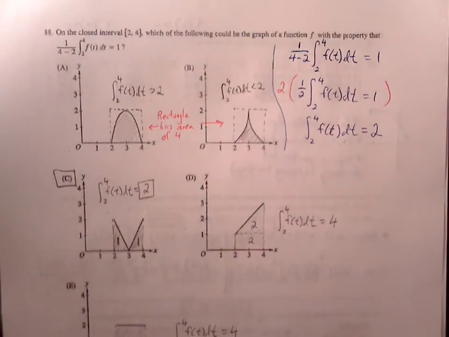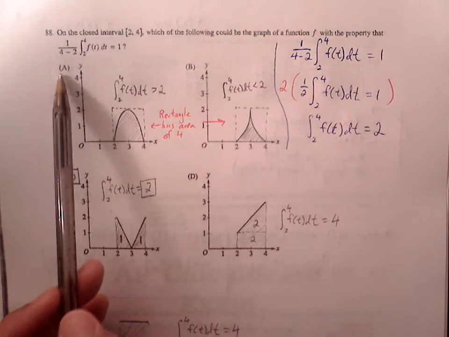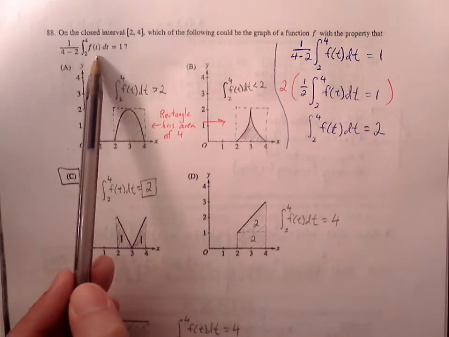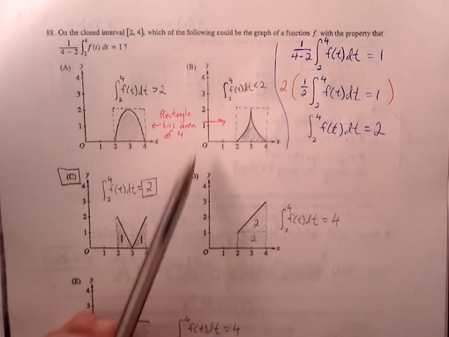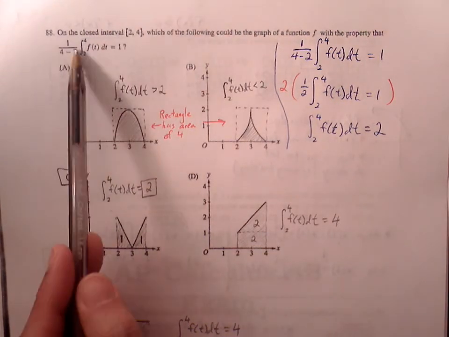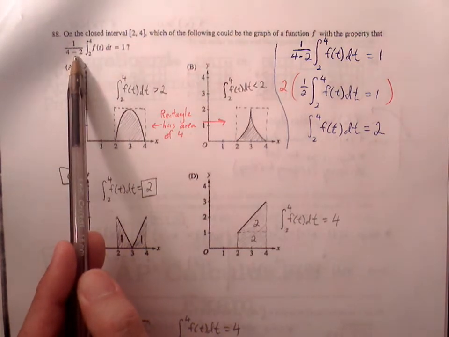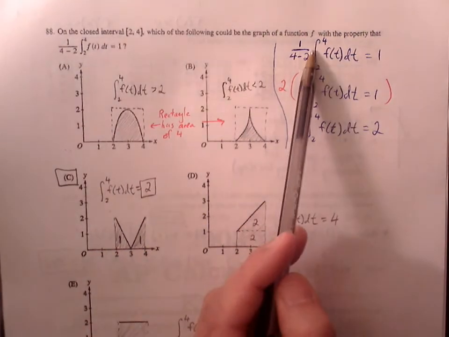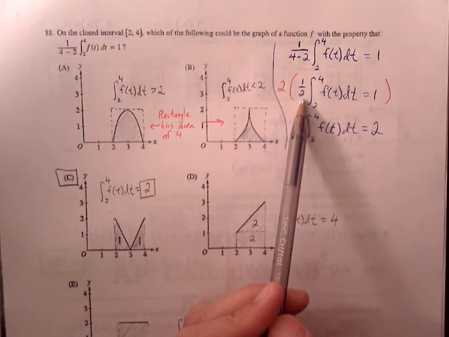Okay, number 88. On the closed interval from 2 to 4, which of the following could be a graph with the property that 1 over (4 minus 2) times the integral from 2 to 4 of f of t equals 1? So we want to do a little bit of work before we can match these graphs properly. I'm going to try to put that coefficient in an easier location to interpret. 1 over 4 minus 2 is the same thing as 1 over 2, right?